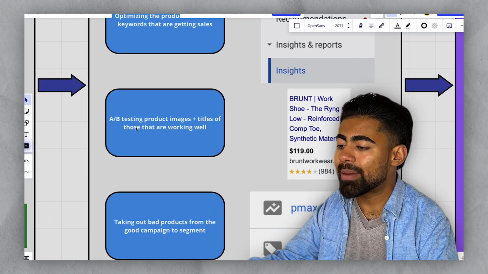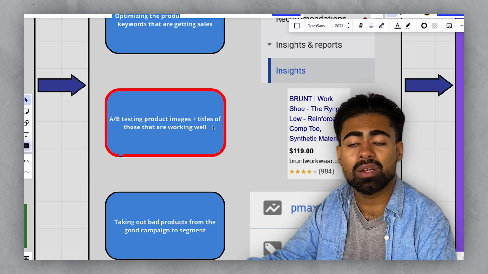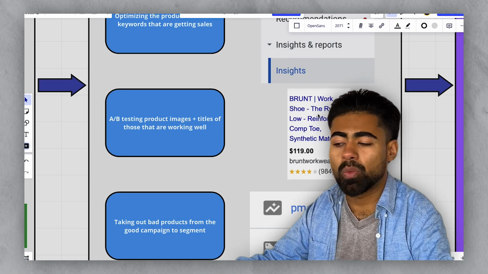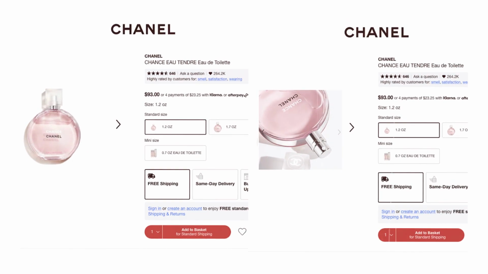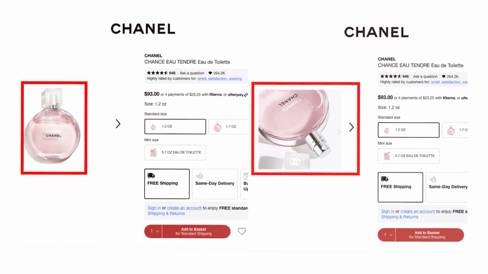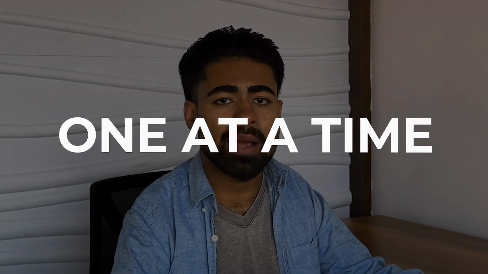Second way to do this is to A/B test different product images plus titles of those that are already working well. So if there's a product that's already working well, you want to start A/B testing that product by duplicating that product landing page, and then testing different product images one by one, or testing different product titles, because not only does that give you a better approach, but it can also help introduce your brand to a completely different angle of your audience. It's absolutely crucial to be A/B testing product images first and then product titles. Just keep in mind that you want to do these A/B tests one at a time. So don't try to change product images and titles all at the same time.